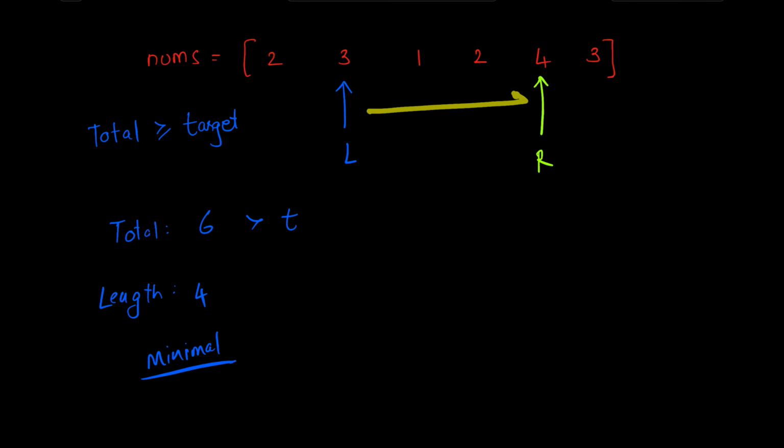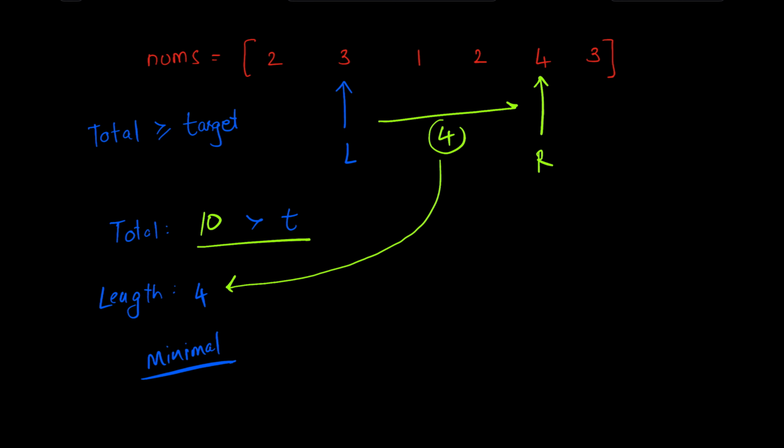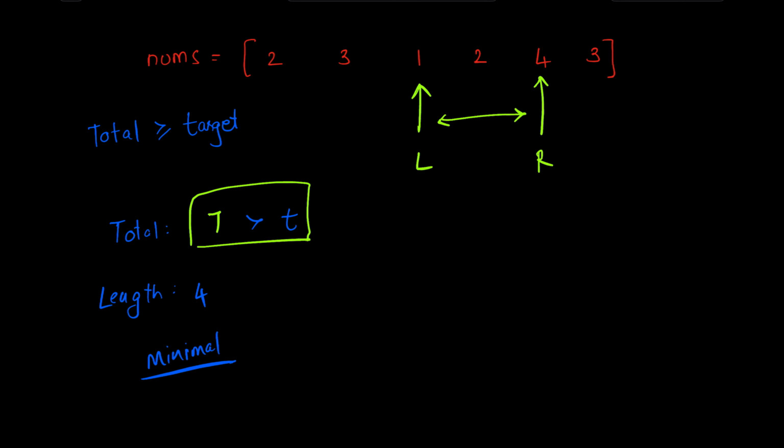Including 4 into the subarray, the total will be 10, which is greater than the target. So we found one more subarray with length 4 that matches the criteria. Now we'll try to shorten the subarray by incrementing the left pointer to see if the condition is still satisfied. As part of shortening, we'll remove 3 from the subarray total as it is no longer part of it.